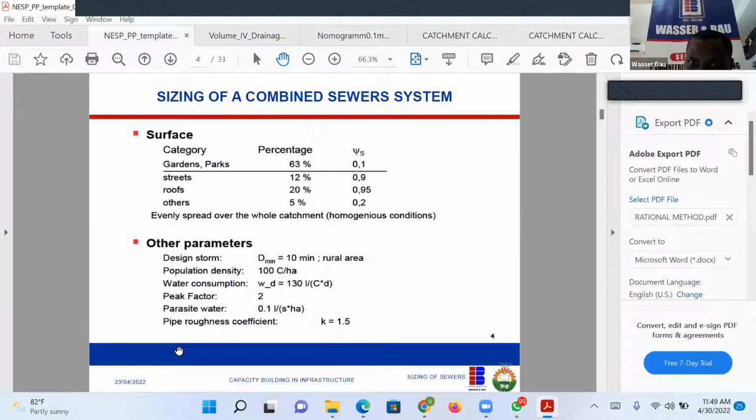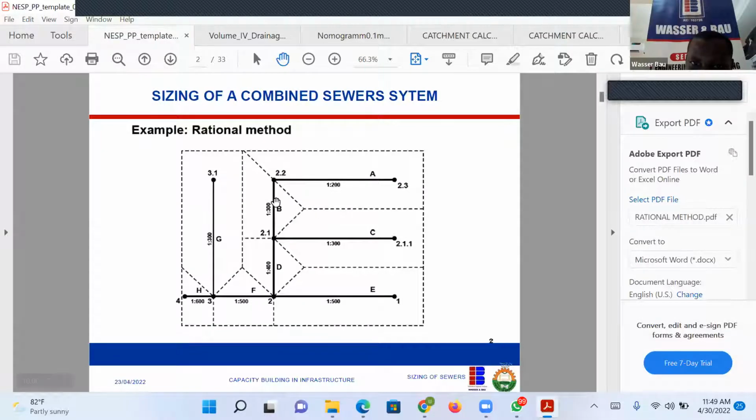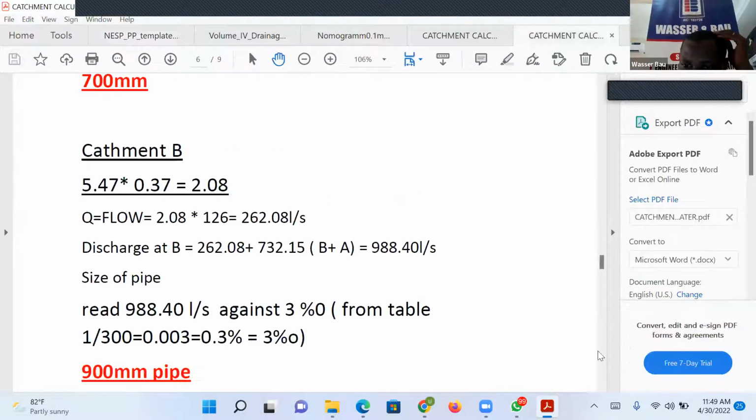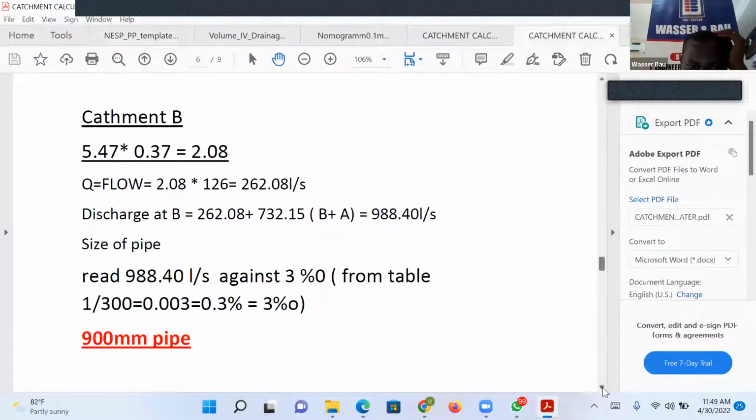Catchment A, catchment B. Look at catchment B. Catchment B has upstream. So the total flow at B will now be the value upstream plus the value downstream. Catchment C will not have that thing. Will not have upstream. Look at it.